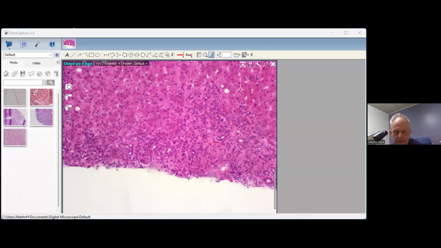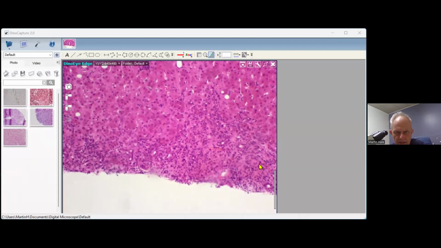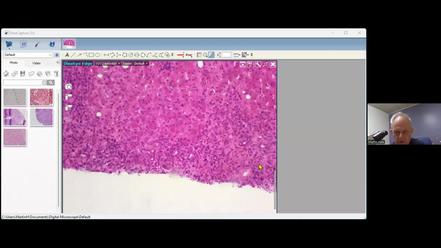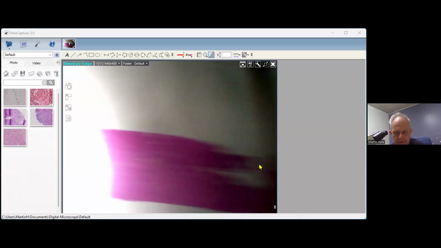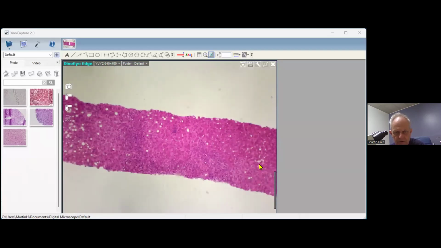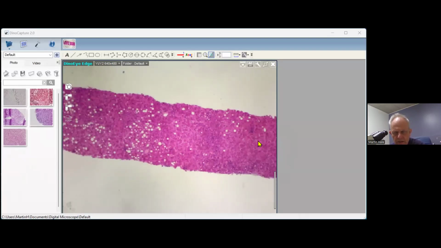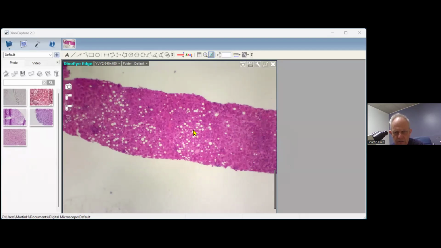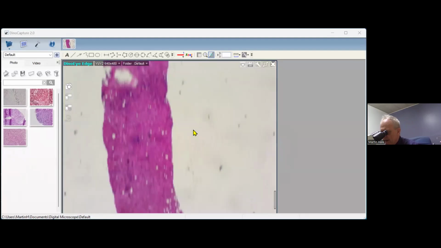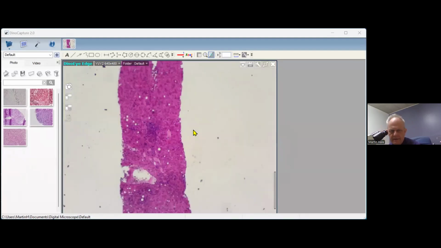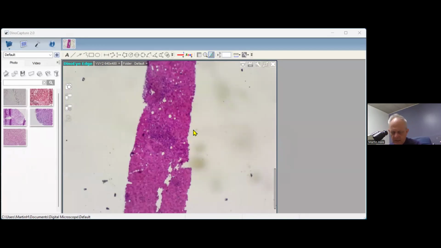Right, so everybody hopefully should see that liver biopsy. And what we've got is a core of liver tissue. It's well represented. At this magnification, you can see that there is expansion of the portal tract. You can also see that there is some fatty change in this biopsy. Good quality biopsy. We'll look at it in more detail just now.